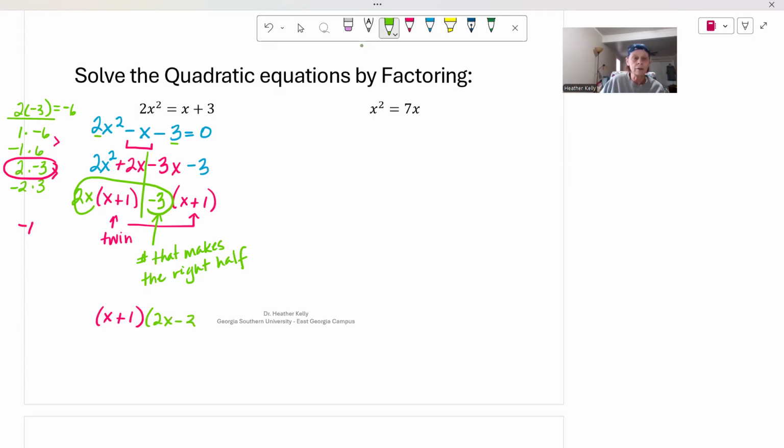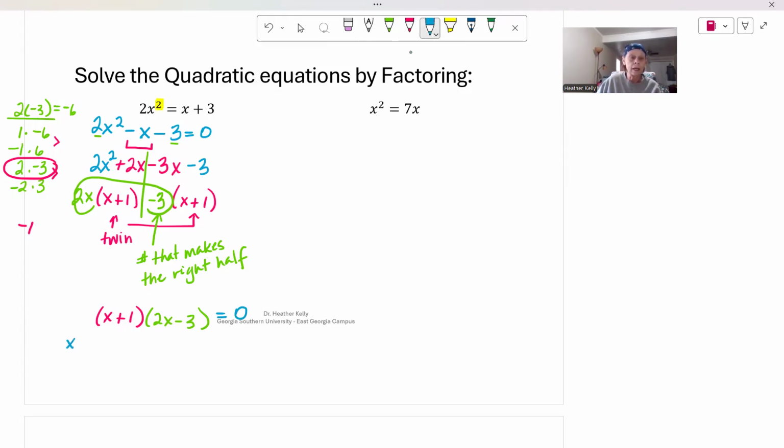2x minus 3. So now we're factored, right? And then what do we do? When we have factors set equal to 0, we get to set each factor equal to 0 and solve it. And remember that we were going to have 2 answers because that was squared.